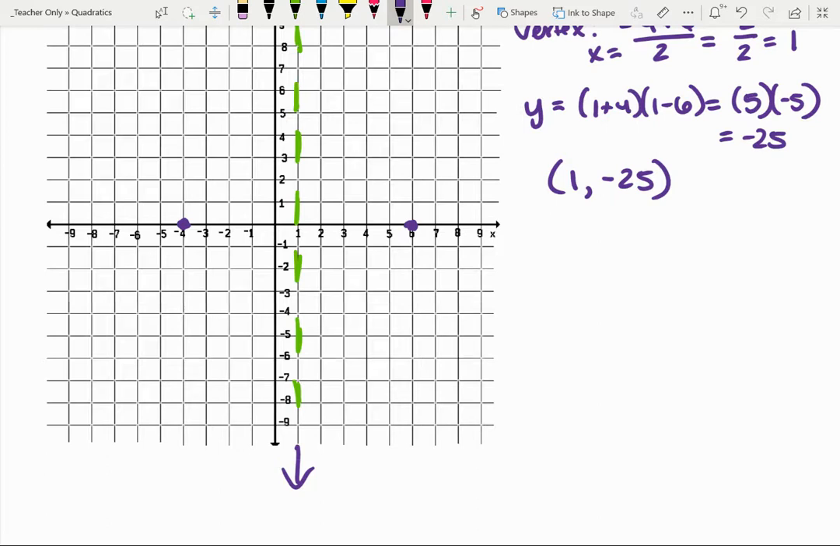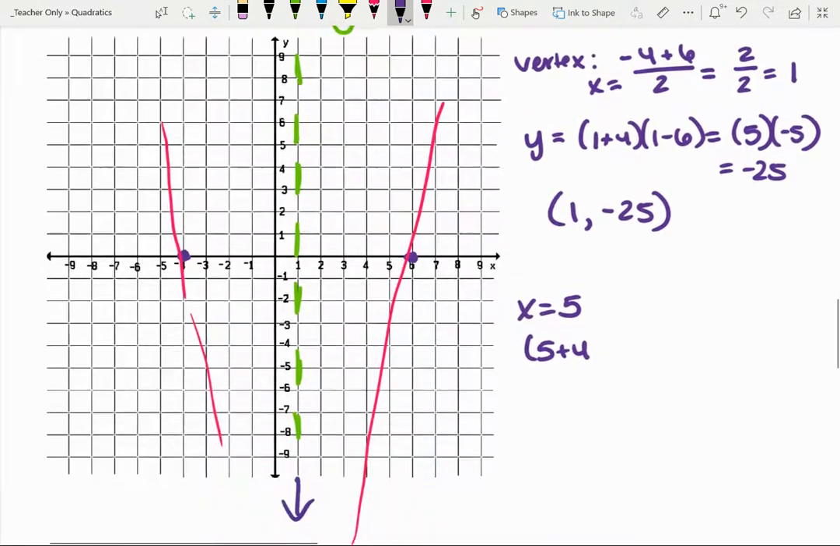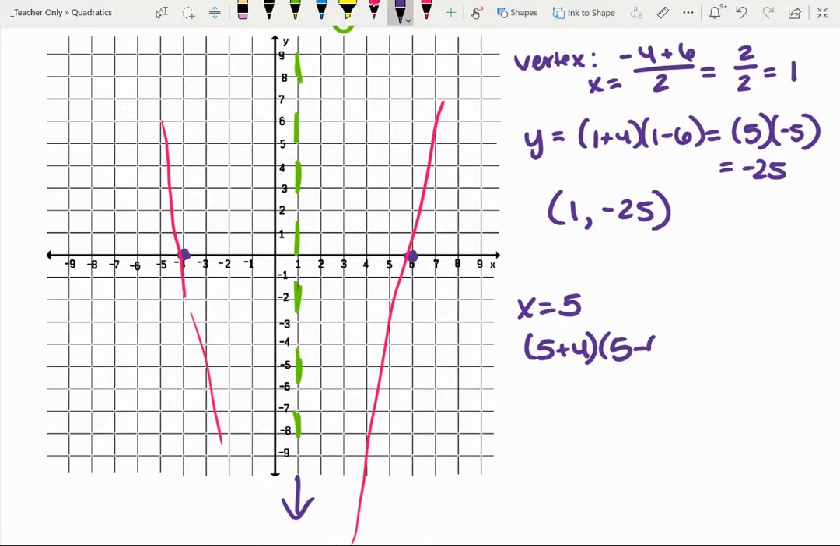So I wonder what happens when x is equal to 5, because I know that my parabola is going to go, and this is just my rough sketch, it's going to go down like that because it's got to go all the way down to 1, negative 25. So I'm curious what happens exactly along the way. So when x equals 5, let's see, we get 5 plus 4 and 5 minus 6.